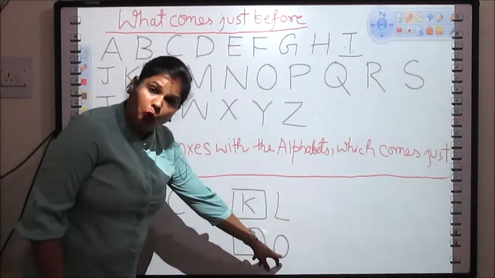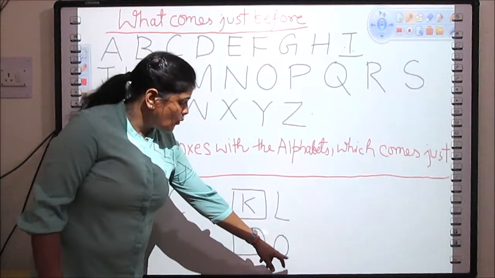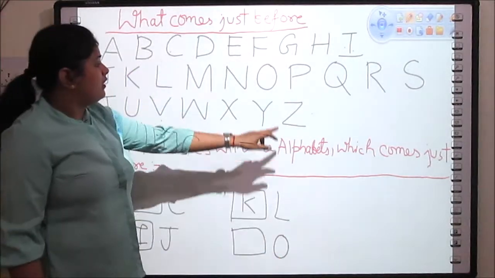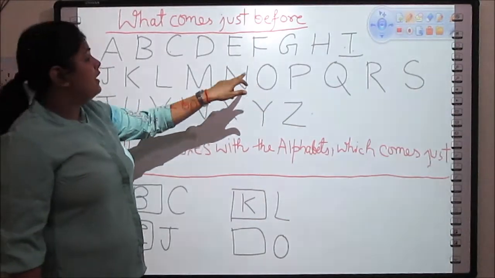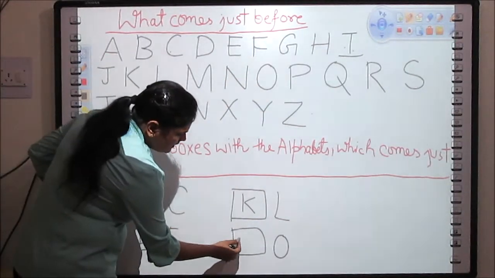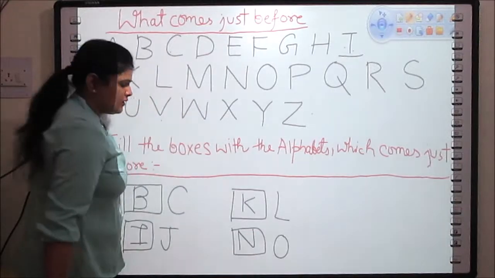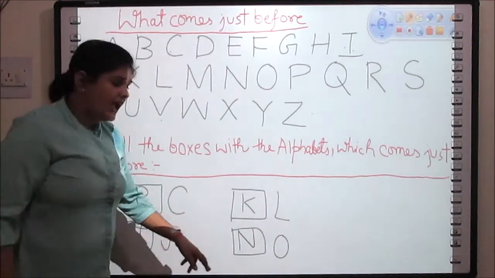Which letter? O. What comes just before O? N. So write here N.